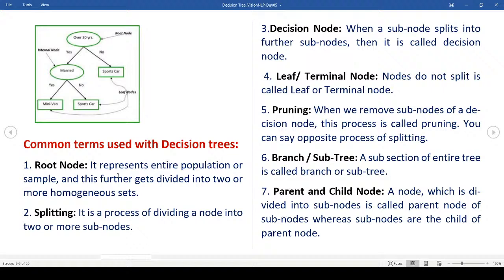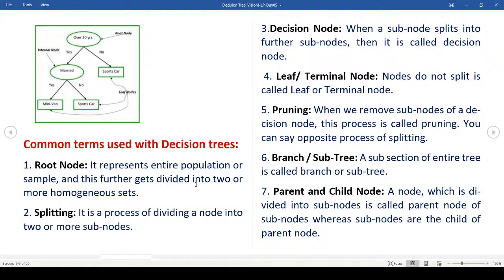First one is the root node, which represents the entire population or sample, and which should be a homogeneous set, a similar kind of group. It shouldn't be a mix. If you're talking about the human race, it should be male or female. It shouldn't be any other variables, like a car or a company. It should be the same set of group, which is called a homogeneous set, and we can further divide it into two or more homogeneous sets.